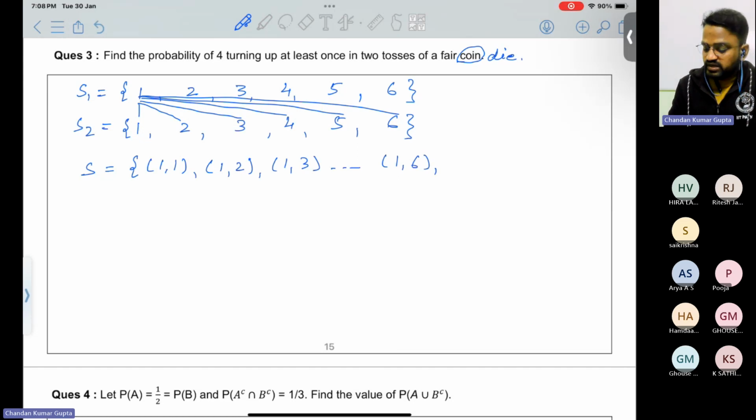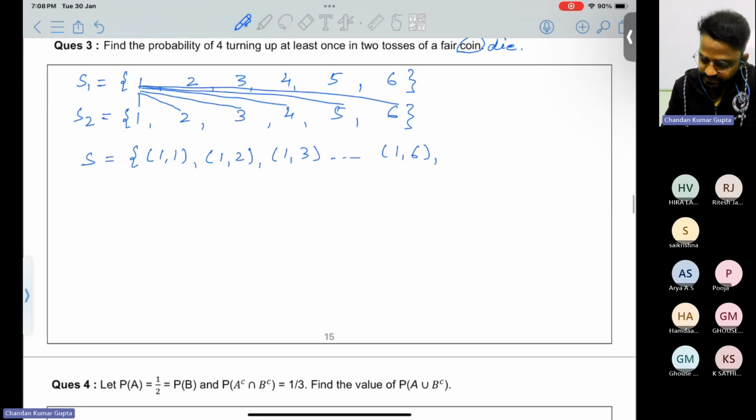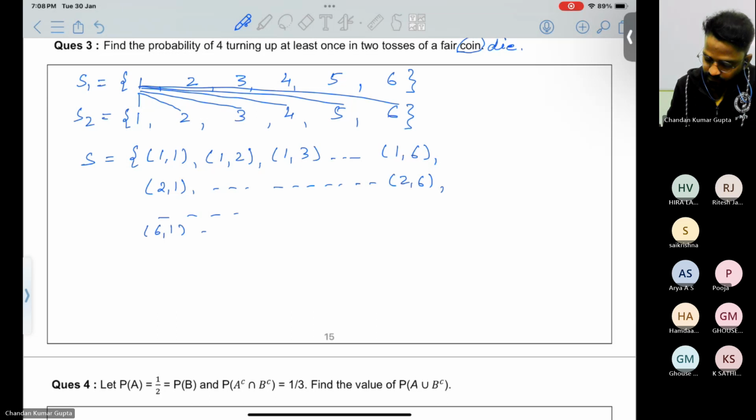Okay. So how many possible outcomes are there? Can anyone tell me? 36. 36. Okay. And how did you get the answer? How can you say that? There are 36 elements.